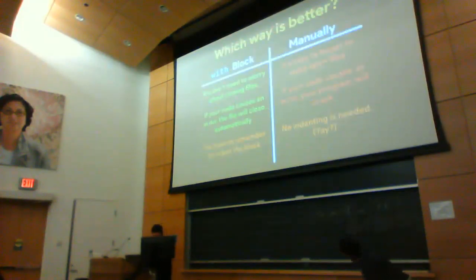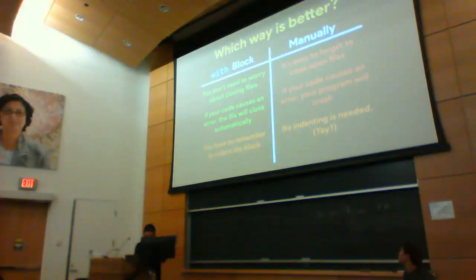And for those of you wondering what's better, if you use the with block, you don't have to worry about closing files. And if your code causes an error, the file will close automatically, whereas these things don't happen if you do it manually. The only thing that might potentially prevent you from using it is if you forget to indent the block, whereas you don't need that if you do it manually. But let's be honest, it's so much easier to use the with block. So do that for your final exam. You'll save yourself a lot of heartache and trouble.